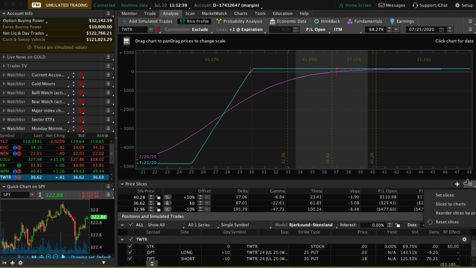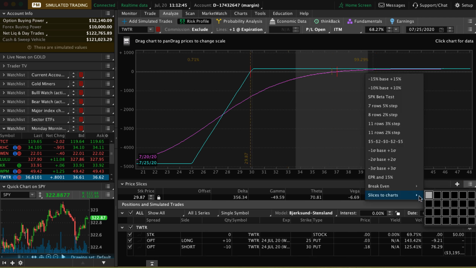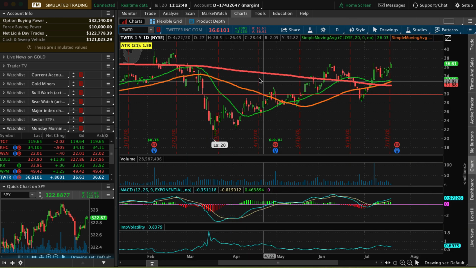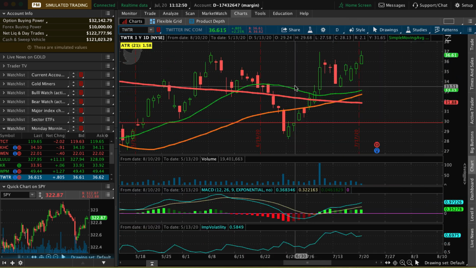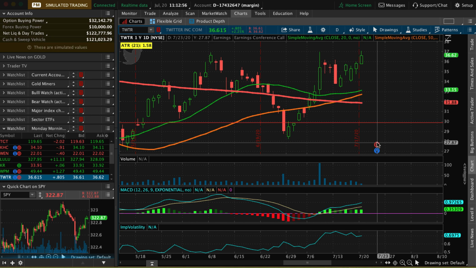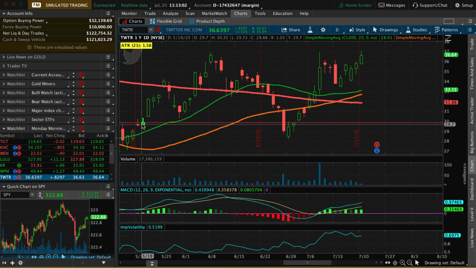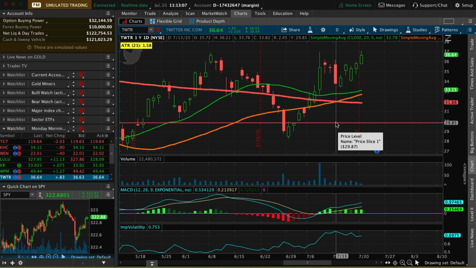So let's do it like this. Let's set the slices to the break-even point, and let's indicate that on the chart. And we see now what needs to happen in order for this Twitter trade to start hurting me. So you see that after the earnings, Twitter would have to drop to the level of 30 to actually start generating pain for me. And I think this is quite a solid support zone.